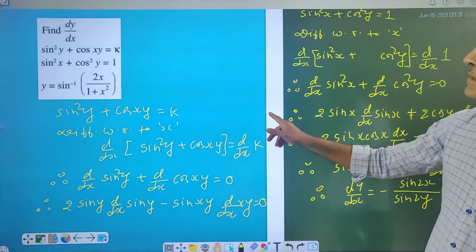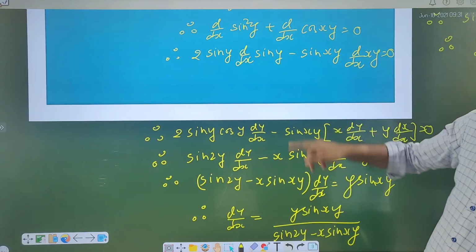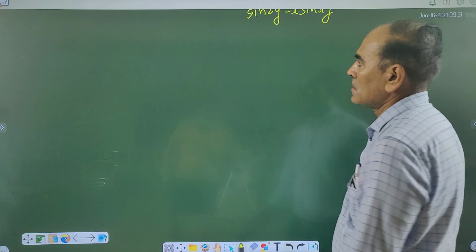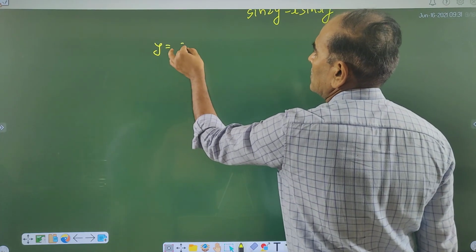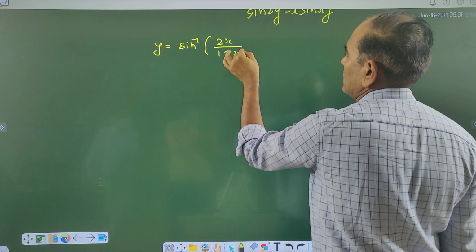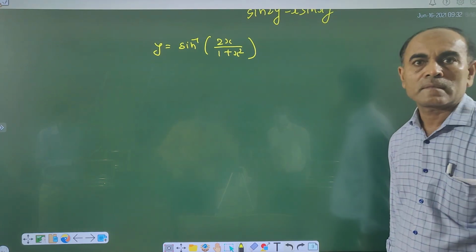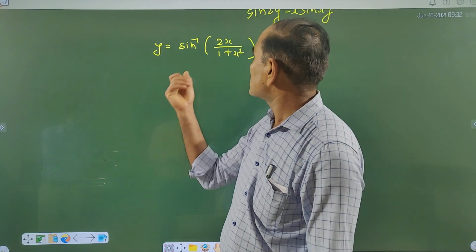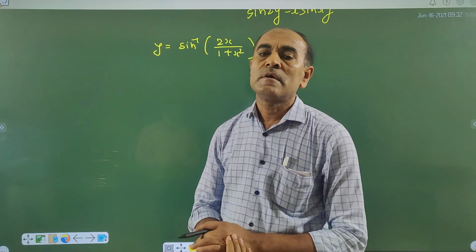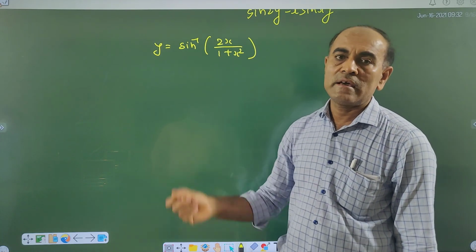Next one, it is given here in inverse trigonometric form. Y is equal to sin inverse of 2x upon 1 plus x square. Dear friends, these are the inverse trigonometric forms. Please learn all the standard forms of inverse trigonometric form. In the next lecture, we are going to see the derivative of inverse trigonometric form. Clear? Yes. Thank you, dear friends.